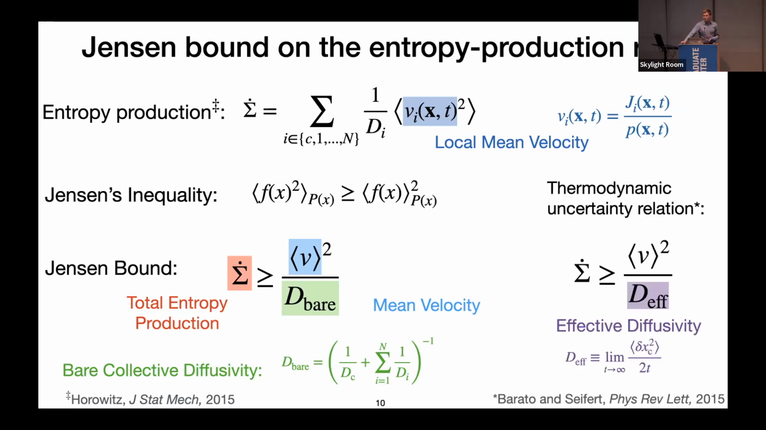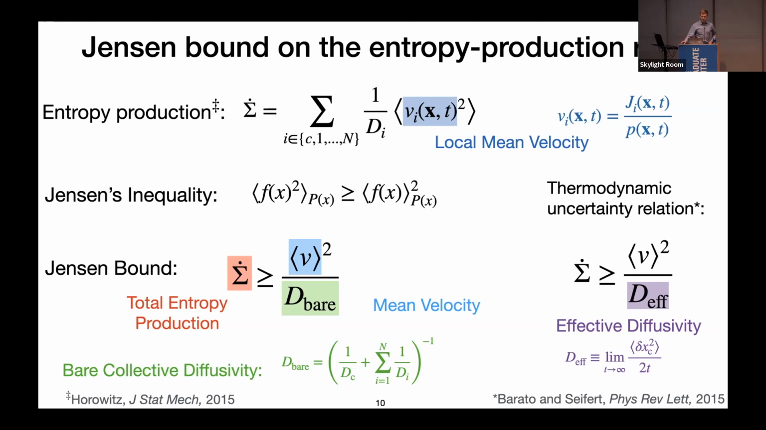Those of you who are more familiar with stochastic thermodynamics might notice that this looks an awful lot like the famous thermodynamic uncertainty relation, except with the bare collective diffusivity replaced by the effective diffusivity. And these are two distinct bounds. Either one can be tighter in different circumstances.